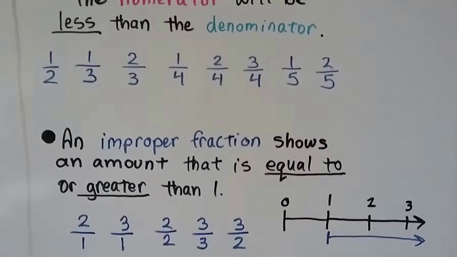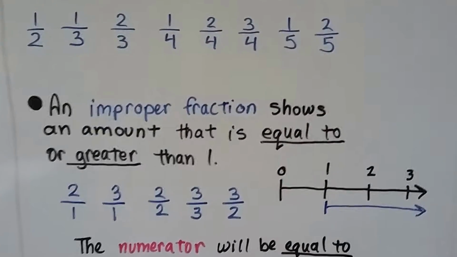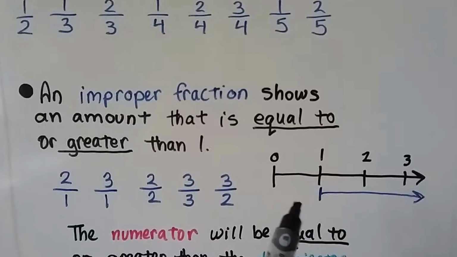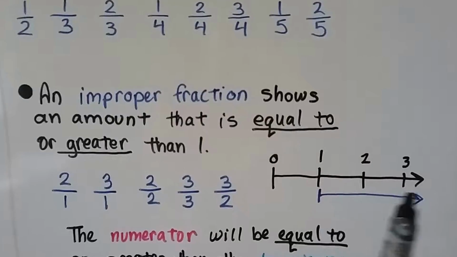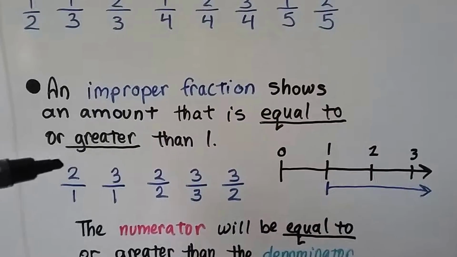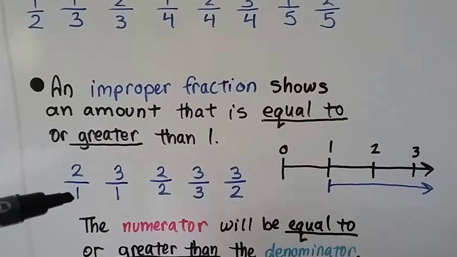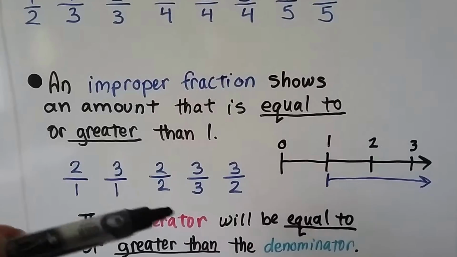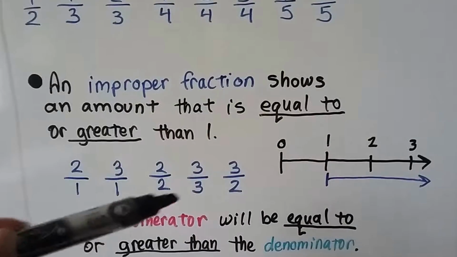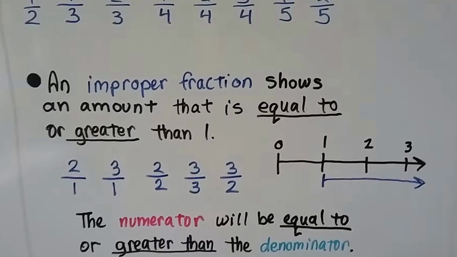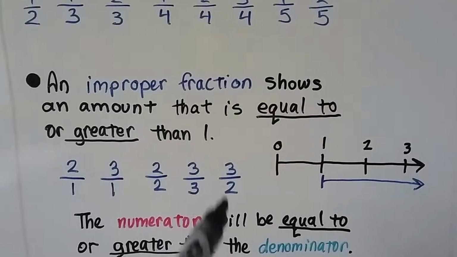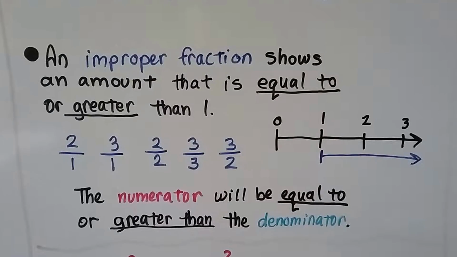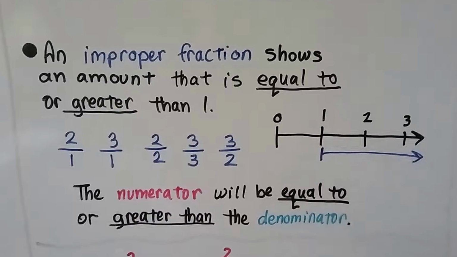An improper fraction shows an amount that is equal to or greater than 1. So now, this was the proper fraction area right here. The improper fraction area starts at the 1 and then goes up. So you might have a 2 and then the fraction bar and then the 1, or a 3 and then a 1, or a 2 and a 2. That equals 1. 3/3 equals 1. 2 halves equals 1. 3 halves equals 1 1/2 actually. And we'll get into that more in this playlist, in this lesson. And the numerator will be equal to or greater than the denominator. Then it's an improper fraction.